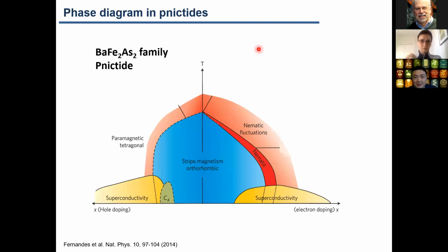For iron-based superconductors, the phase diagram can be different between different groups of materials. For example, here I'm showing you the barium iron arsenic family of pnictides. For this group of materials, the phase diagram is quite similar to cuprates because you have long-range magnetic ordering when the material is not doped. In this case, it's a stripe magnetism structure. When you start doping it, you start showing superconductivity on both sides of the phase diagram. Of course, there is some nematic ordering for this material as well.